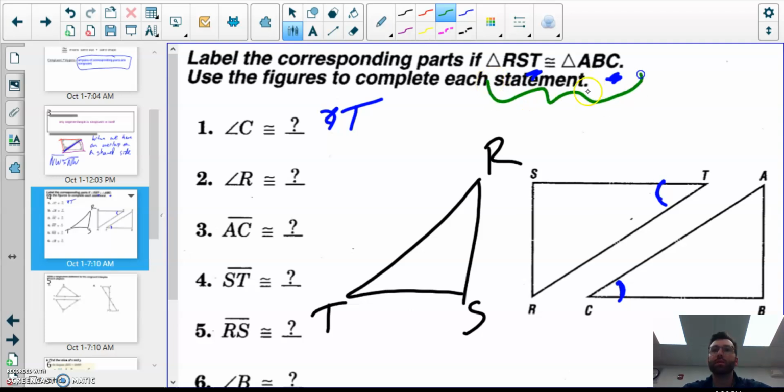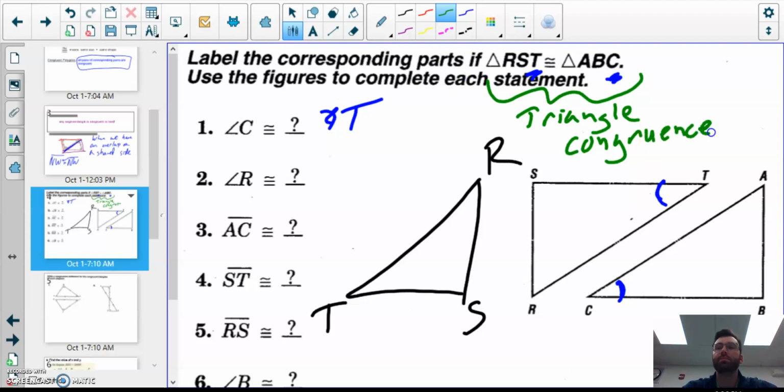This right here, we've talked about it before. This is a triangle congruence statement. So if it says write a congruence statement for the following polygons, or a congruence statement for the following triangles, this is what we're looking for.